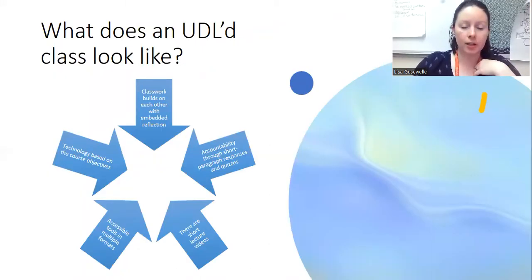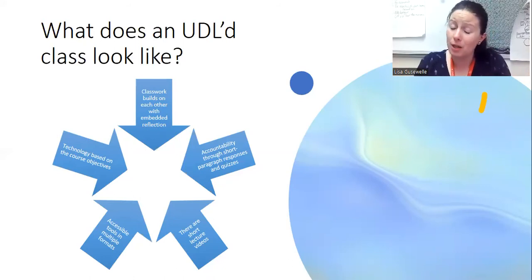So in a UDL class, an Oodle class looks like classwork that builds on each other with embedded reflection. So students should be pausing and reflecting throughout the whole course. It should hold students accountable, and that could be through short paragraph responses or even multiple choice quizzes, making sure the lecture videos are short so that students aren't having to spend a long time looking at their screen, but they're just getting the information that they need.